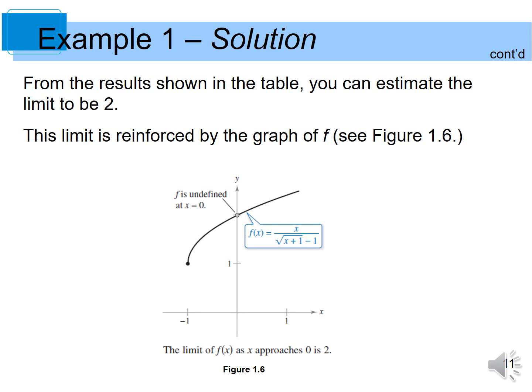This limit is reinforced by the graph of f. Look at this graph, and look at when x equal to 0. The f is undefined at x equal to 0. So the limit of this function as x approaches 0 is 2.